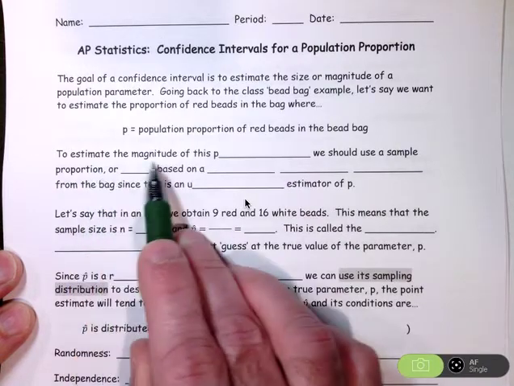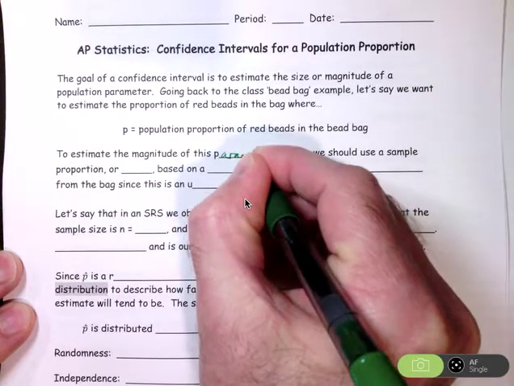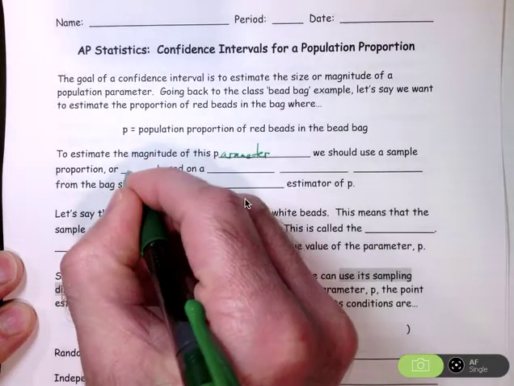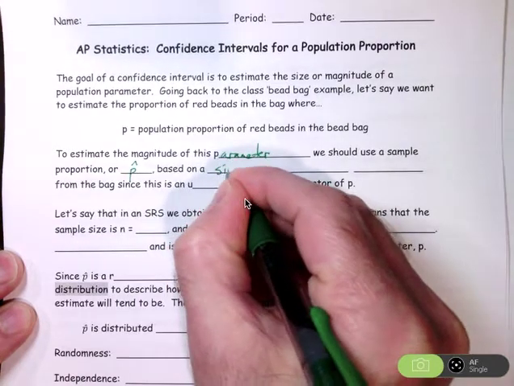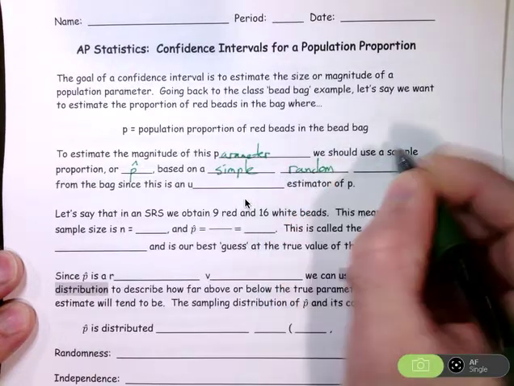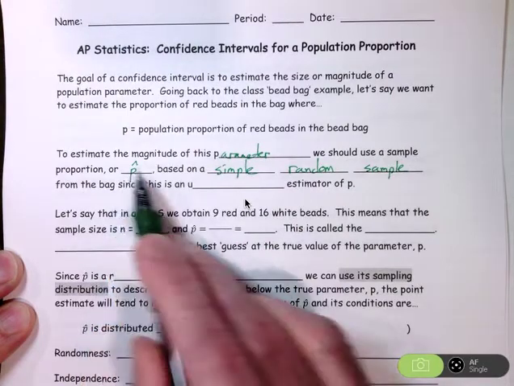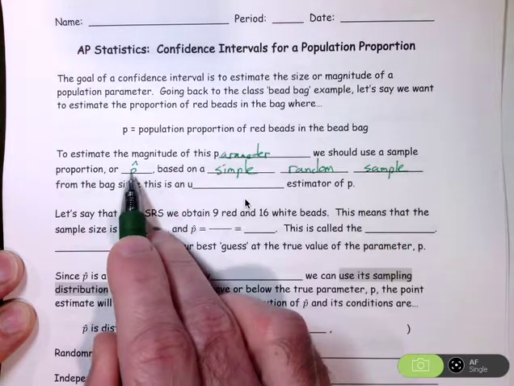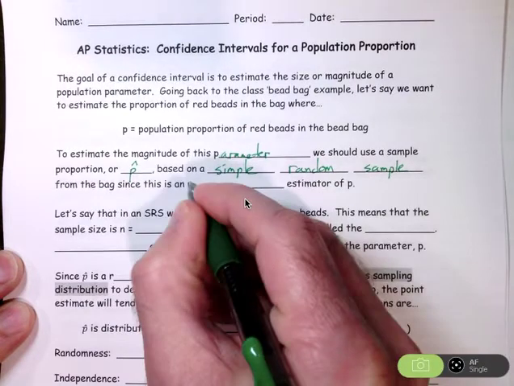So to estimate the magnitude of this parameter, we should use a sample proportion, or a p hat, that's based on a simple random sample, or an SRS. So we should use a sample proportion based on a simple random sample from the bag, since that p hat, that sample proportion, is an unbiased estimator of the real parameter p.